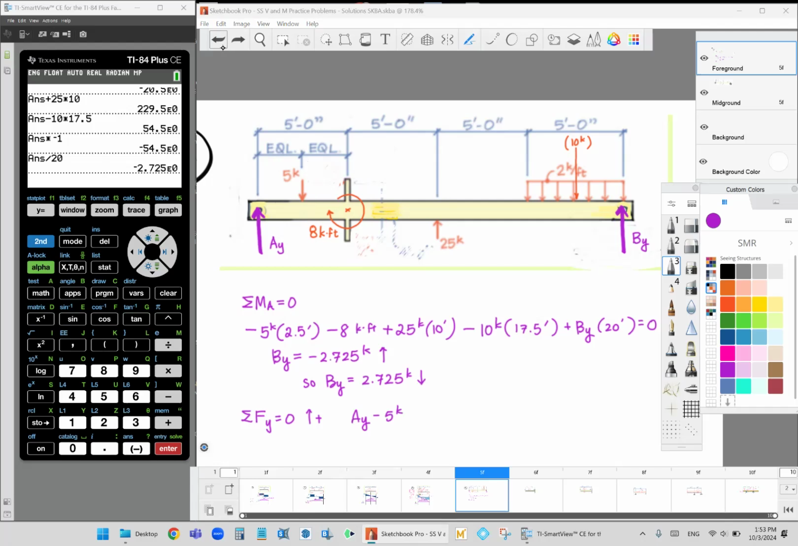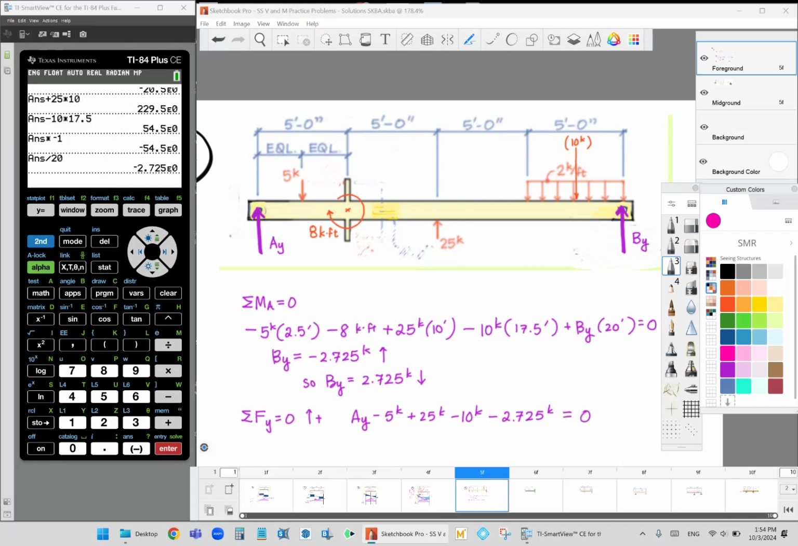Moments don't go in a force summation. Plus 25. Okay, minus 10. And then we have plus B_y, in which B_y is opposite that, so I'll keep the negative 2.725 kips, and set that equal to 0.